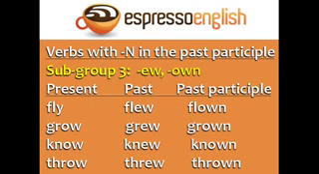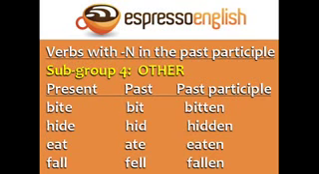Subgroup 3. Verbs ending in EW in the past and OWN in the past participle. Fly, flew, flown. Grow, grew, grown. Know, knew, known. Throw, threw, thrown. Finally, we have subgroup 4, other. These verbs have N in the past participle, but don't appear to follow any other pattern.